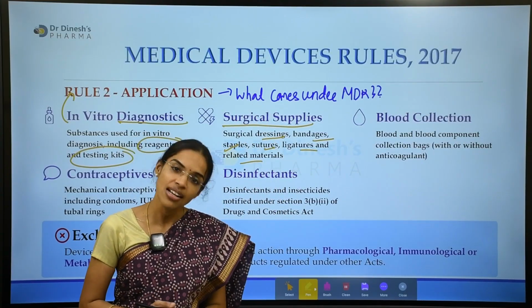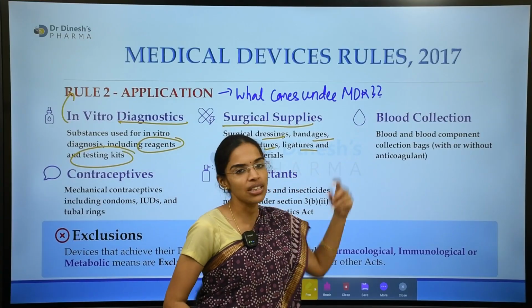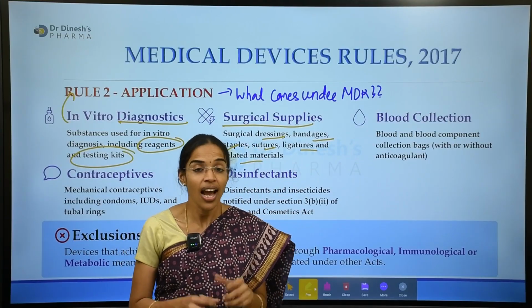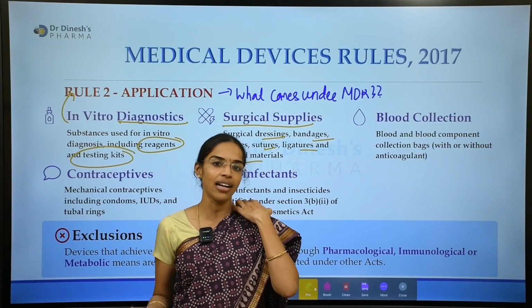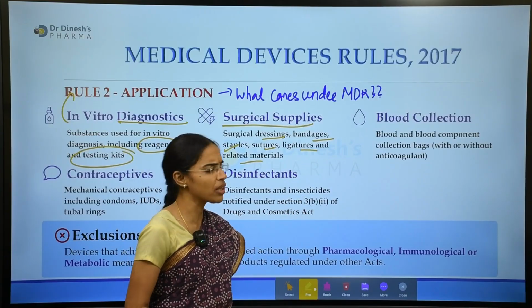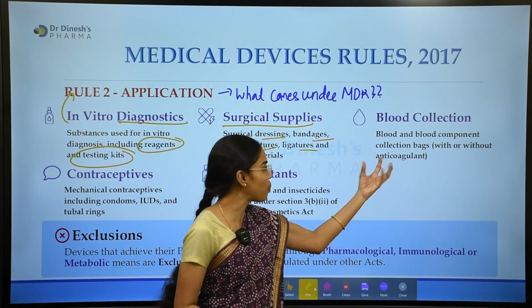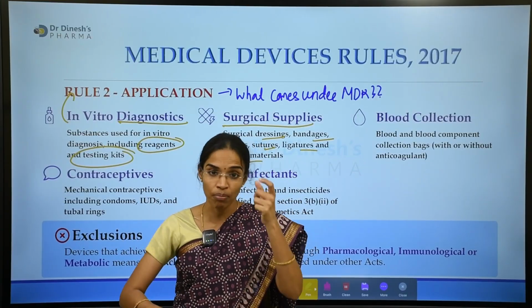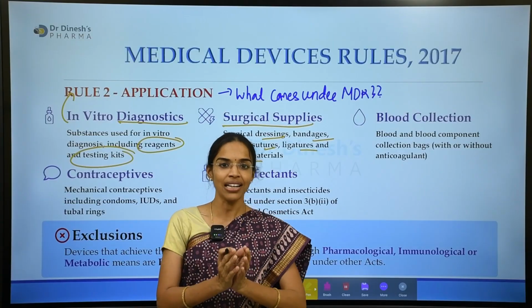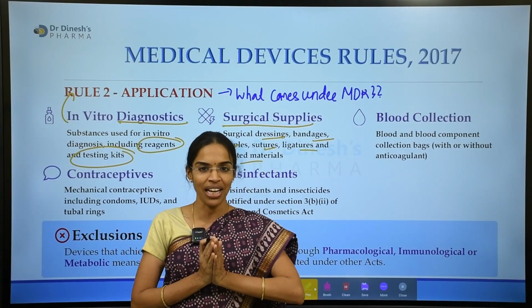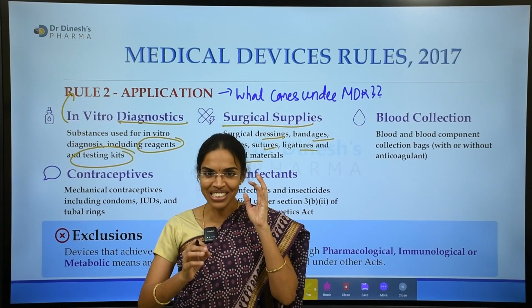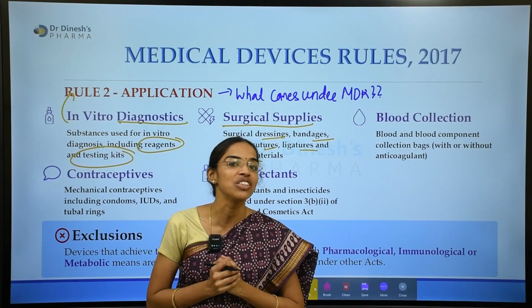They are covered under surgical supplies. And also the blood collection equipment and apparatus. What are the blood collection equipment? All the components, collection bags. Blood collection bags. Blood itself does not come under MDR; it is something physiological.